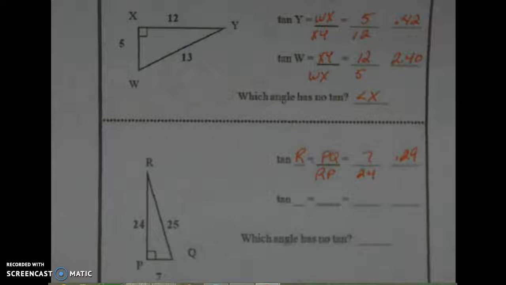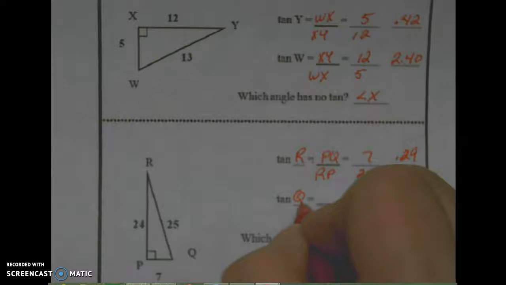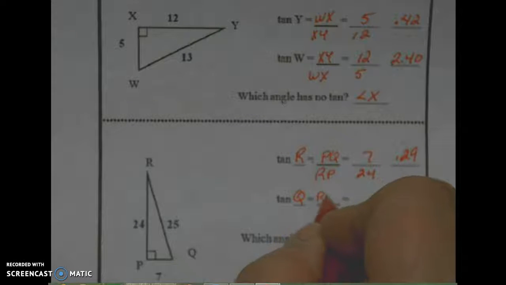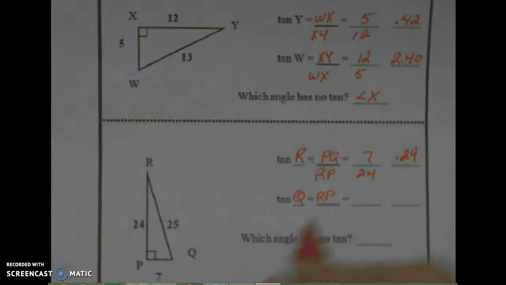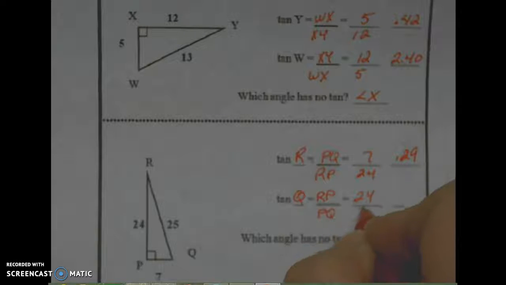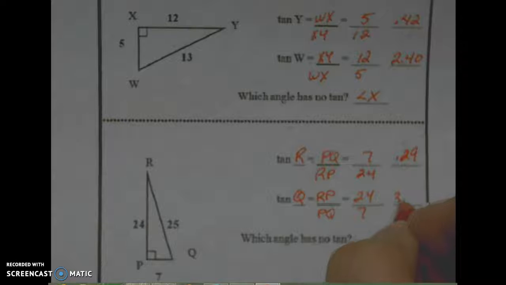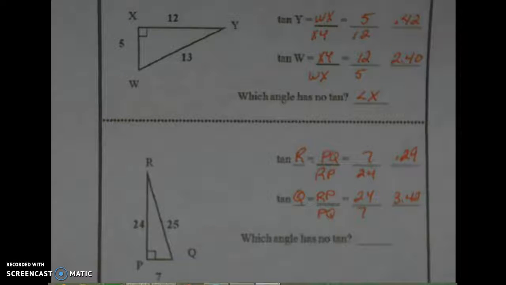I could take the tangent of angle Q. The opposite side would be side RP. The adjacent side would be that side PQ. So in this case, I'll have 24 over 7. And expressed as a decimal, that gives me 3.42. I cannot take the tangent of a right angle, so the angle that has no tangent will be angle P.